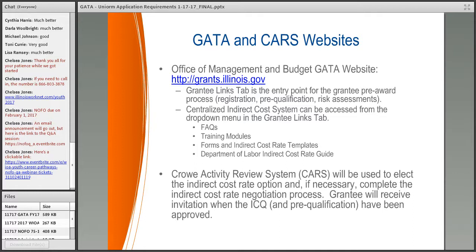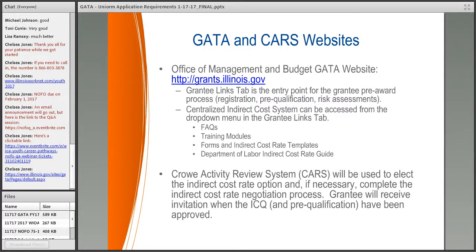The centralized website for the GATA pre-award process is grants.illinois.gov. And if you go to the GATA website at grants.illinois.gov and click on the Grantee Links tab, that is the entry point for the grantee pre-award process, which includes registration, pre-qualification, and the fiscal and programmatic risk assessments. If you hover over the Grantee Links tab, you'll see a drop-down option for the Centralized Indirect Cost System, and that drop-down option provides resources related to the indirect cost rate application process with the state of Illinois' indirect cost rate vendor, Crowe Horwath.